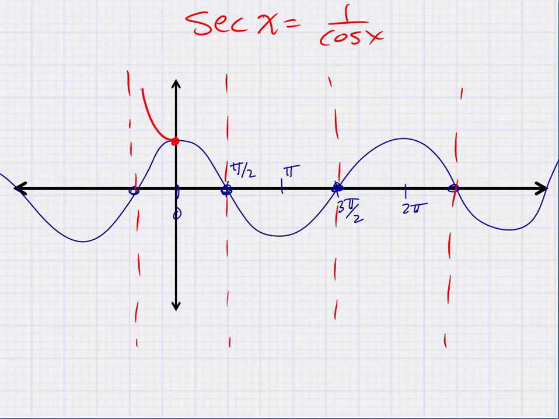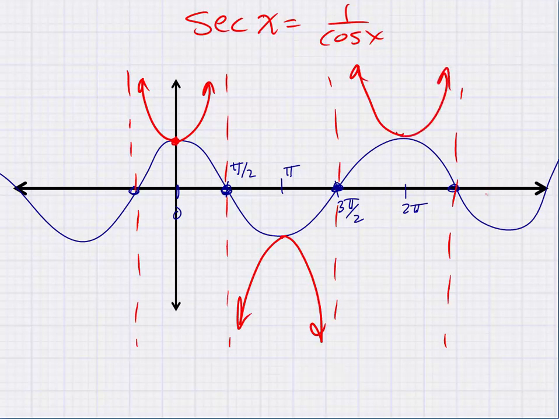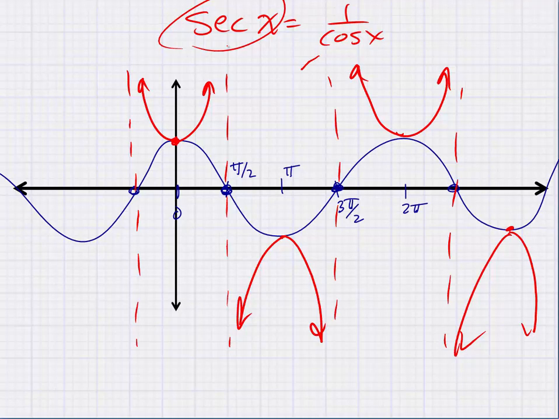And then my secant graph is going to be inverted on that cosine graph. And it just looks like a series of parabolas approaching these vertical asymptotes. The blue graph is my cosine, and the red graph is my secant. If I have my cosine graph I can draw my secant graph off of that.